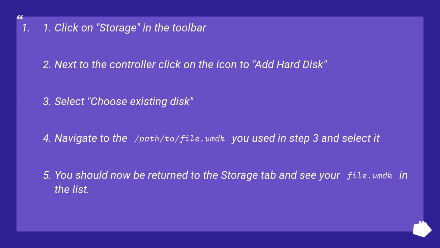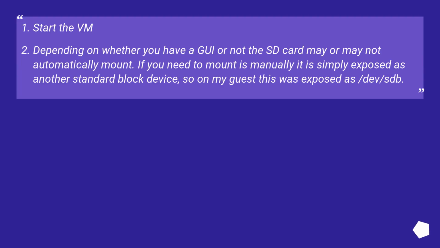Click on Storage in the toolbar. Next to the controller, click on the icon to add hard disk. Select Choose Existing Disk. Navigate to the /path/to/file.vmdk you used in step 3 and select it. You should now be returned to the Storage tab and see your file.vmdk in the list. Start the VM. Depending on whether you have a GUI or not, the SD card may or may not automatically mount. If you need to mount this manually, it is simply exposed as another standard block device, so I might guess this was exposed as /dev/sdb.